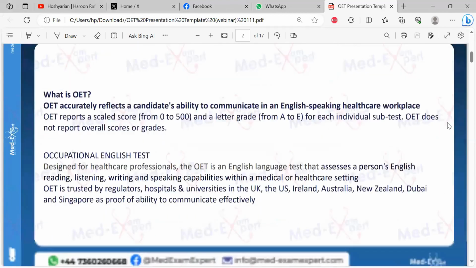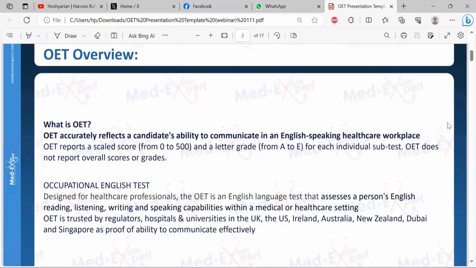So before proceeding to the OET scoring system, I think we must all review this exam because it is a very important thing to do. So what actually is OET? What is the Occupational English Test? We all know that it is the Occupational English Test, which accurately reflects a candidate's ability to communicate in an English-speaking healthcare workplace. OET reports a scale score of 0 to 500 and a letter grade from A to E for each individual subtest. OET does not report overall scores or grades.